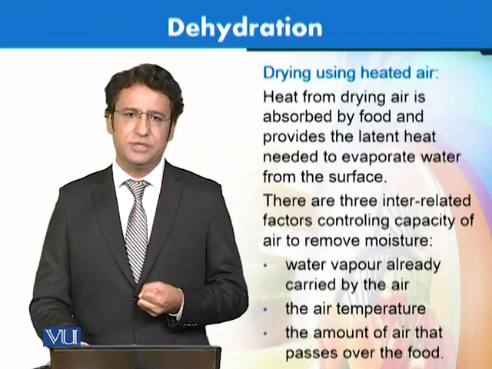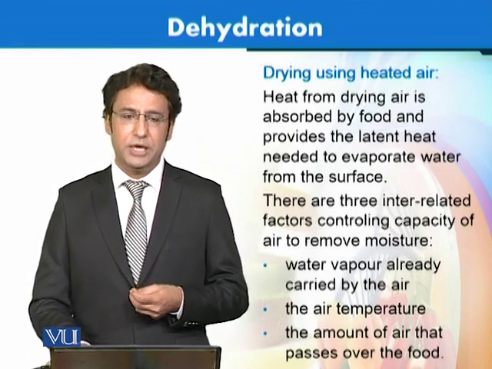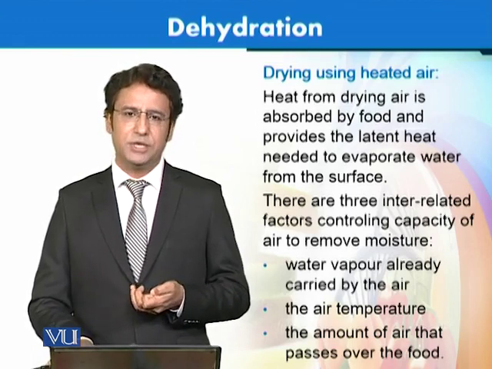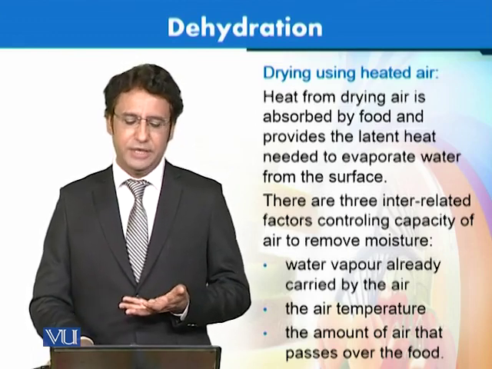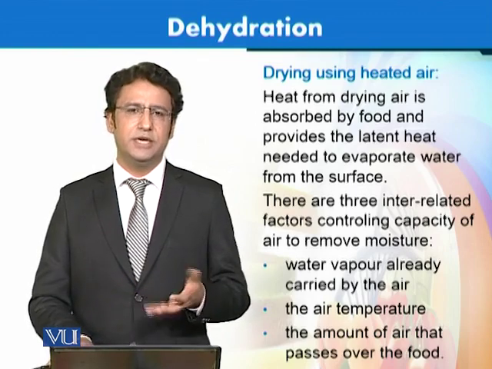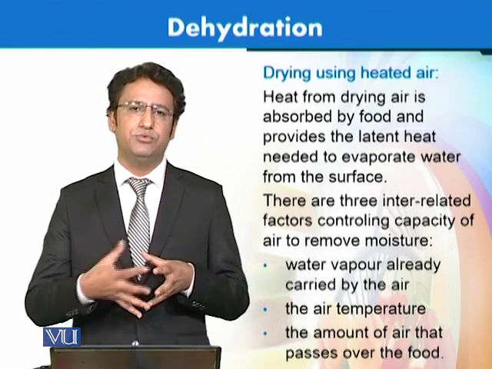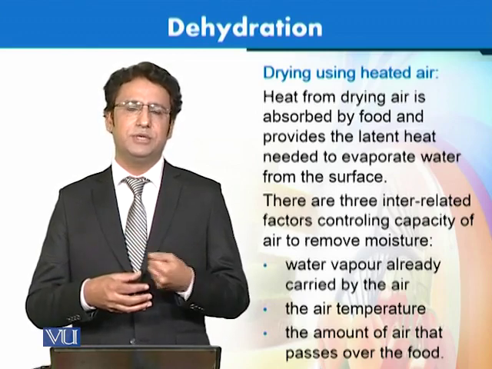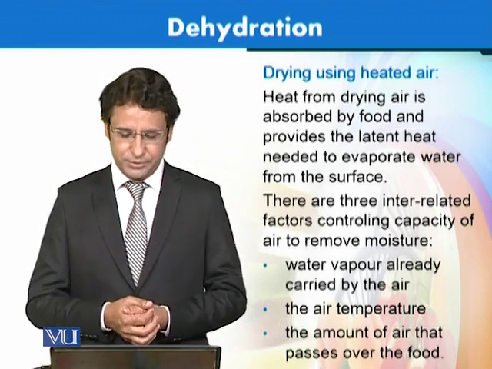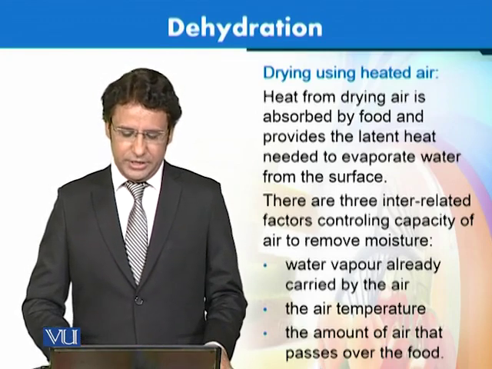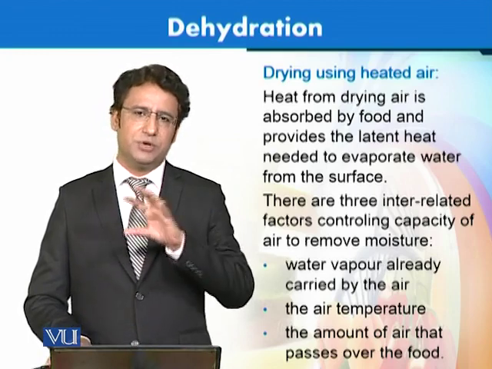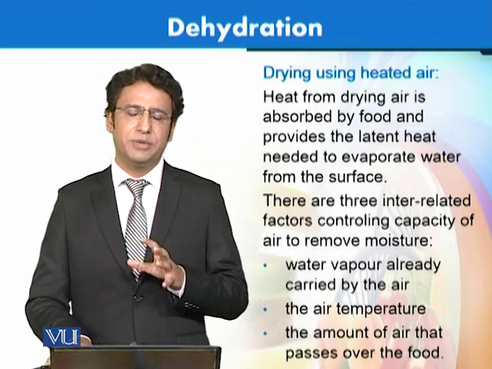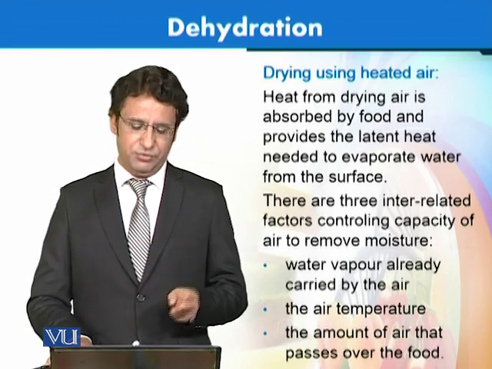Normally, drying is carried out through heat that is given by drying air, which is absorbed by the food. As we earlier discussed, the initial heat, sensible heat, is given to the food, and then the latent heat removes the moisture from the food in the form of vapors. There are different factors again for this process of dehydration. They can control the capacity of air to remove moisture from the food.